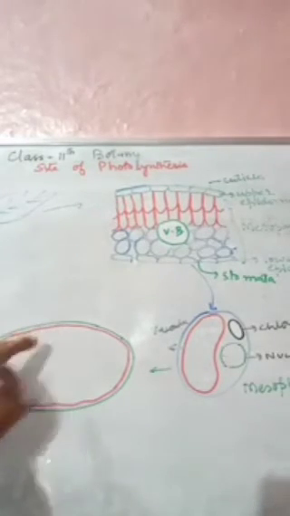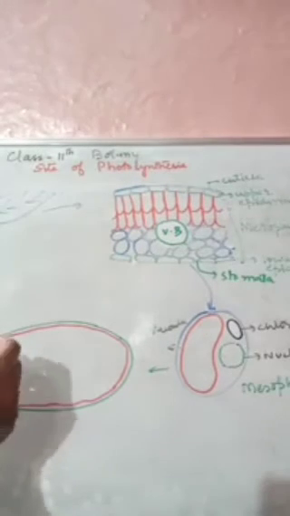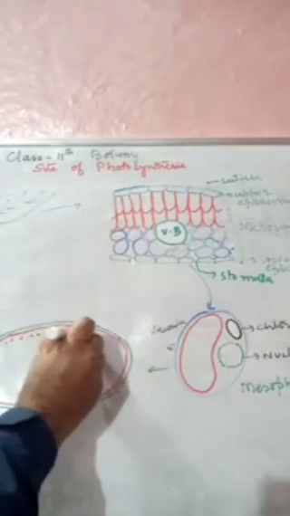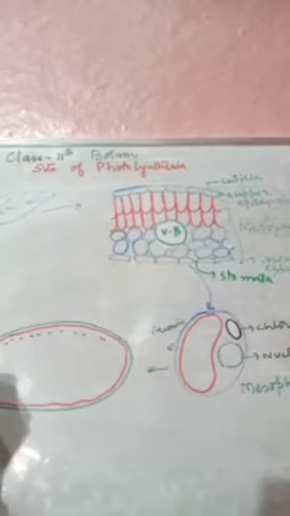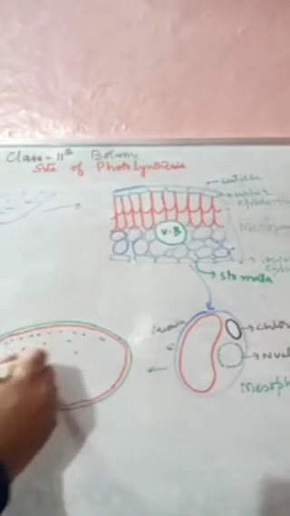So we have got two membranes. This is the outer membrane, this is the inner membrane, and it is filled by a jelly-like material which is known as stroma. This chloroplast is filled by this jelly-like stroma.